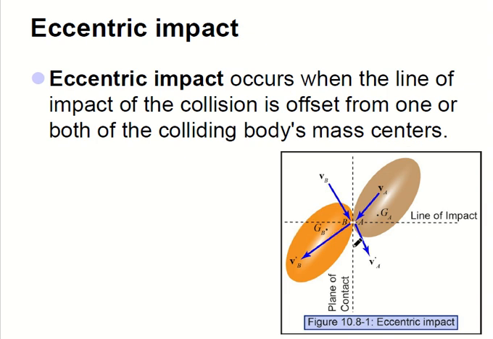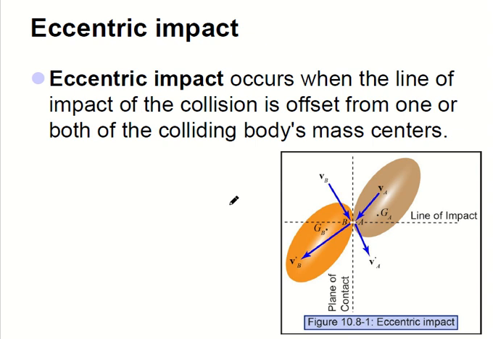Alright, then we will get into the eccentric impact. Your eccentric impact is just we're dealing with a line of impact. We have already studied where the impact is here at the point of impact, line of impact, and then your plane of contact for the collision. So the impact collision is practically offset from one or both of the colliding bodies' mass center, because of the shape of these colliding rigid bodies.